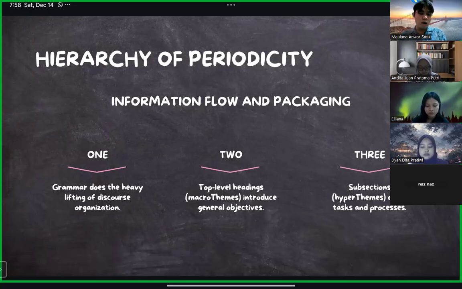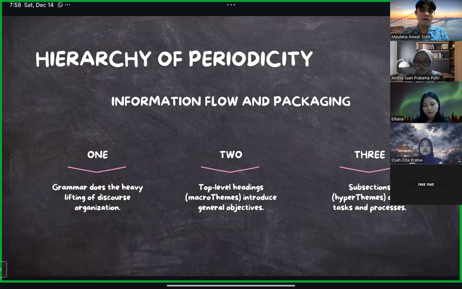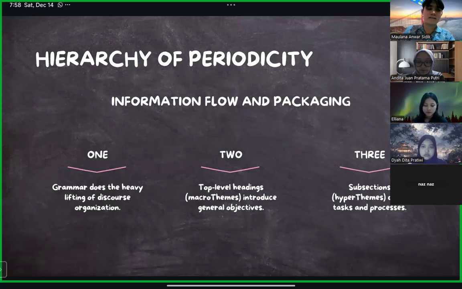Point number two is macro themes, which represent the overarching objective and primary topics of a section, and provide a roadmap to the reader. So top-level headings or macro themes introduce general objectives. Number three is hyper themes, which break down the details within those objectives, specifying tasks, responsibilities, or procedural steps. This layered structure ensures that the flow of information is logical and hierarchical, aiding comprehension for the reader. So subsections like hyper themes cover detailed tasks and also the processes itself. Thank you. I give it back to Shahnaz.